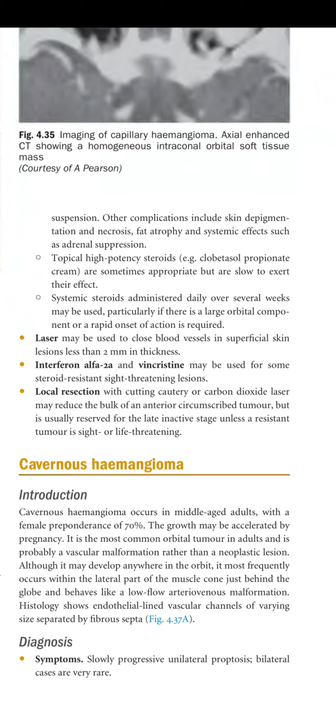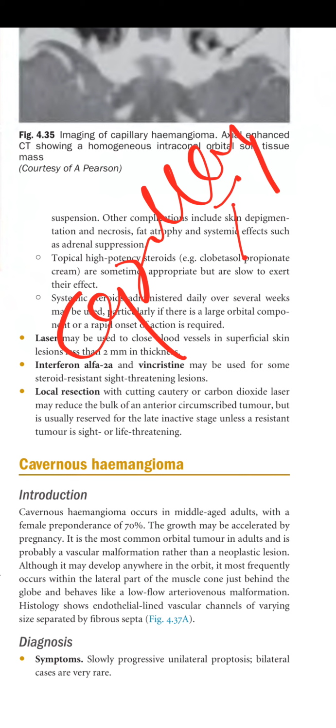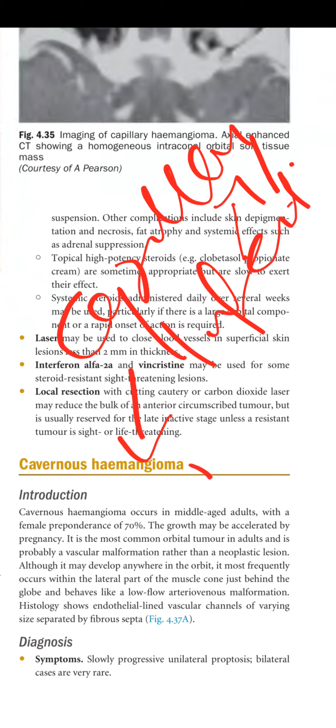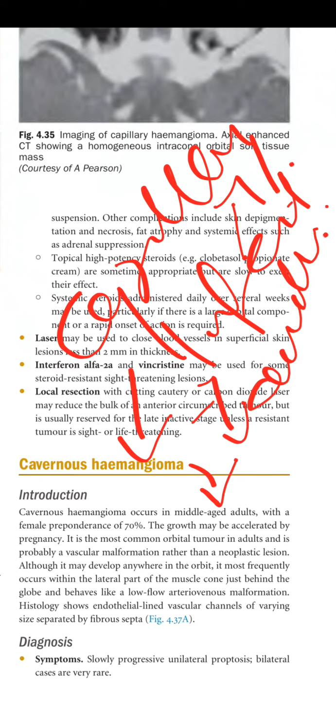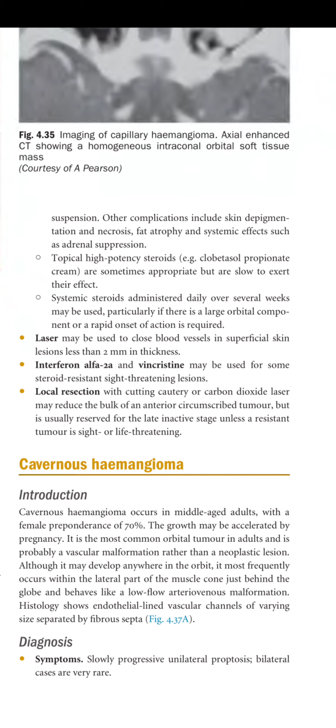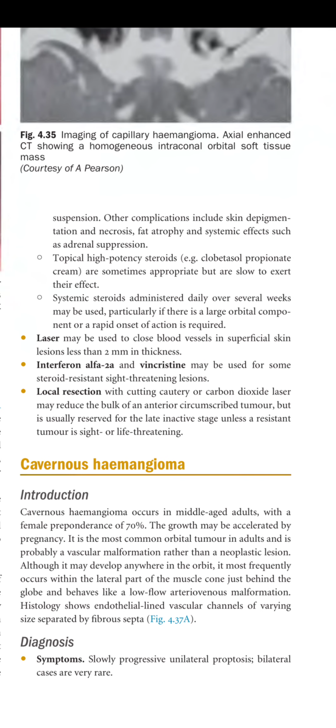So remember the difference between the capillary hemangioma and cavernous hemangioma: a capillary hemangioma is present in infants, but the cavernous hemangioma occurs in middle-aged adults, and it is most common in females, especially pregnant women. It is the most common orbital tumor in adults and is probably a vascular malformation rather than a neoplastic lesion.